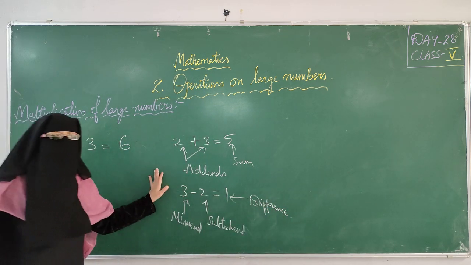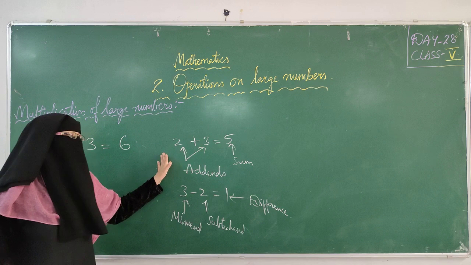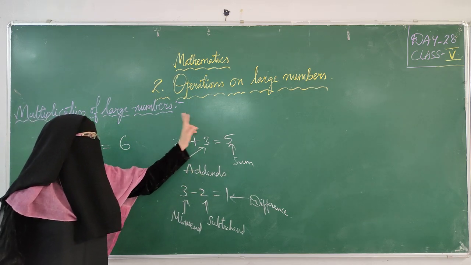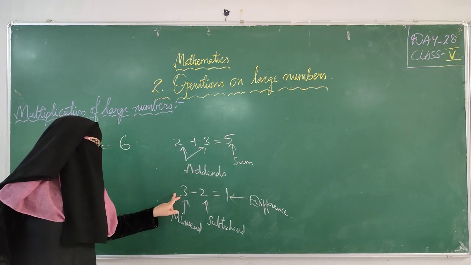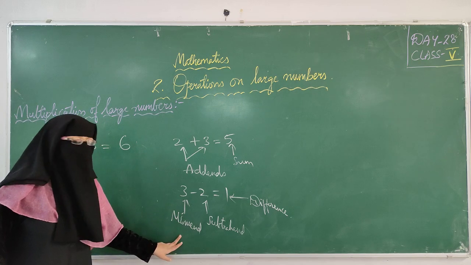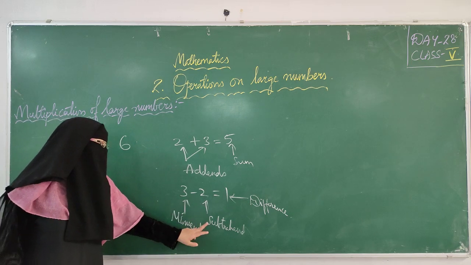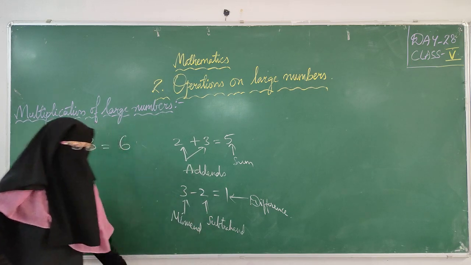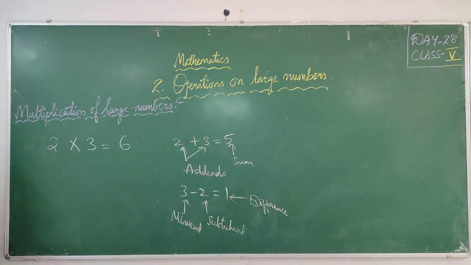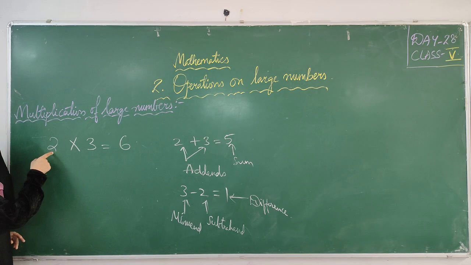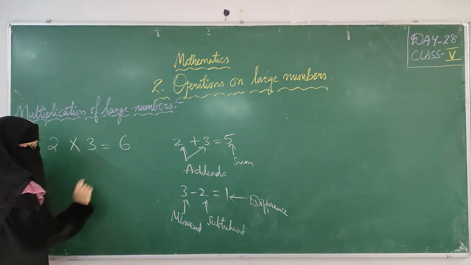Addition we learned, subtraction we learned. In addition we are having two terms, we call those two terms addends, and the result of addition is sum. In subtraction we are having three terms. The first term we call minuend, the second term subtrahend, the result of subtraction is difference. Now here you can see we are having three numbers, 2, 3 and 6.